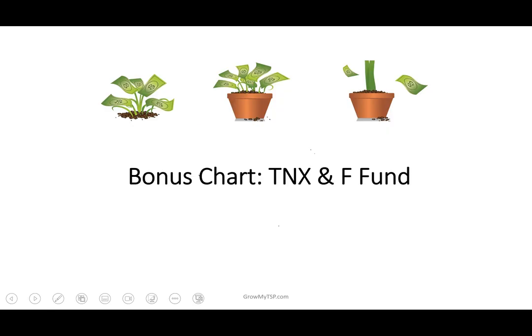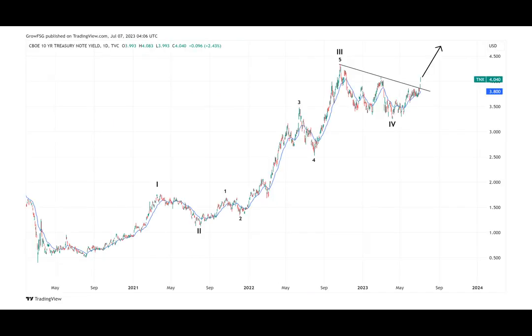All right. So bonus chart, TNX, which is the 10-year yield, and the F fund. So we've been talking about this for a while. The 10-year yield, if you looked at a long-term chart going back to the early 1980s, yield was up here at like 15%. So it took 40 years for the 10-year yield to come down and bottom out here in 2020. That was the bottom of a 40-year downtrend. So we're just beginning a new uptrend in yield.